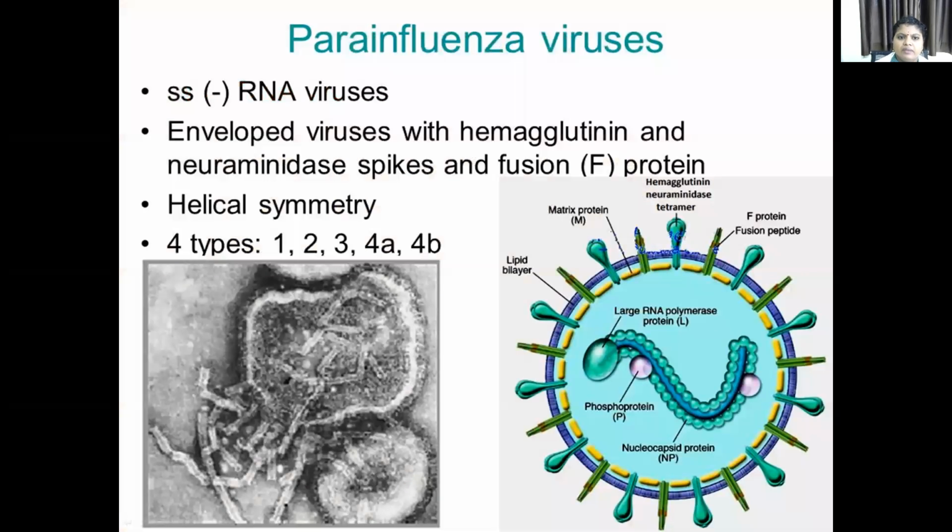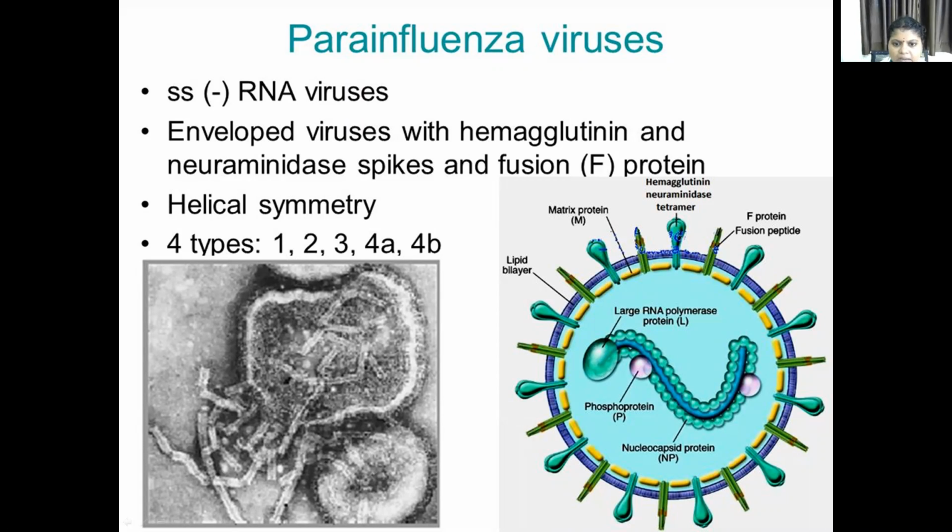Next one is parainfluenza virus. It is also a single stranded RNA virus, an enveloped virus containing hemagglutinin and neuraminidase spikes and a fusion protein. The hemagglutinin-neuraminidase spike is mainly used for absorption onto the host cell, whereas the fusion F protein spike is mainly used for fusion of the virus into the host cell.